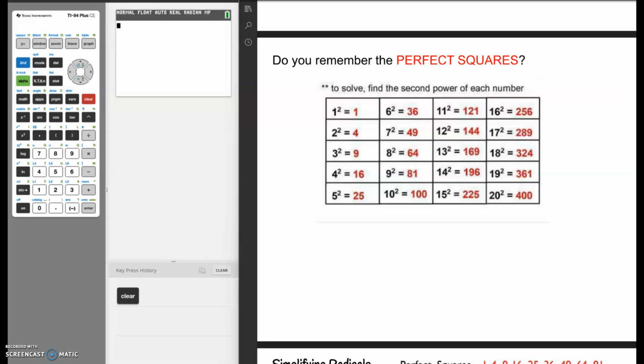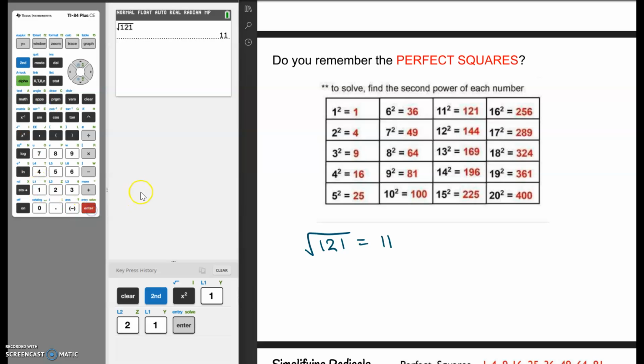We're going to start with our list of perfect squares: 1, 4, 9, 16, 25, 36, and so forth. This list goes on forever. Why do we need to be familiar with these numbers? Because these are the numbers that, when we take square roots, we get nice whole numbers out. The square root of 121 is 11. Notice the square root is gone. Just 11.